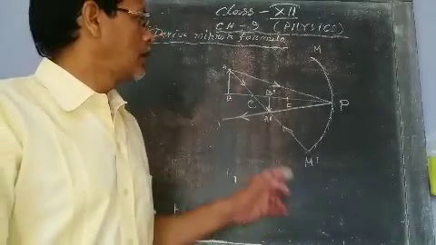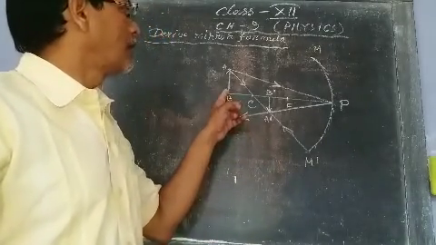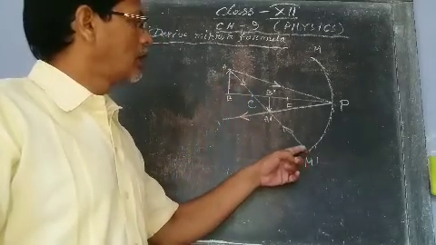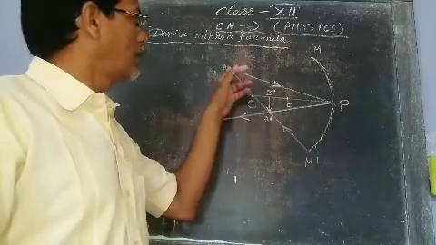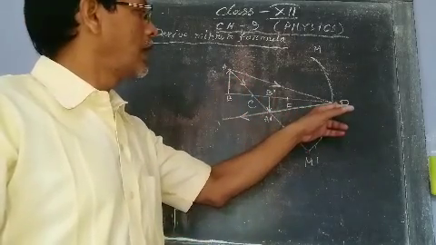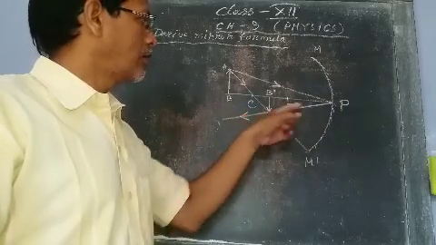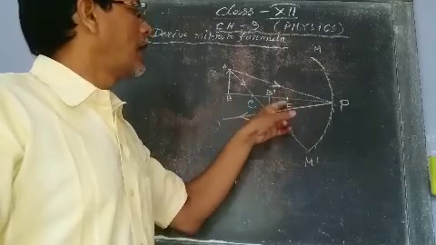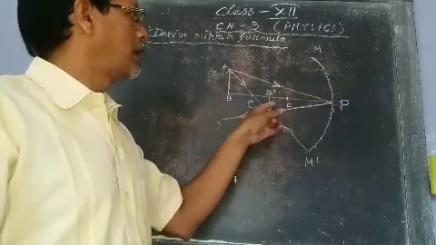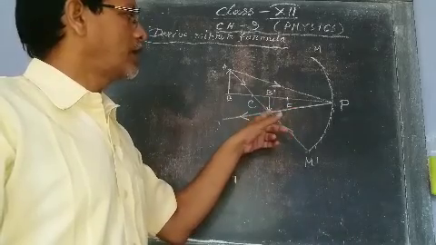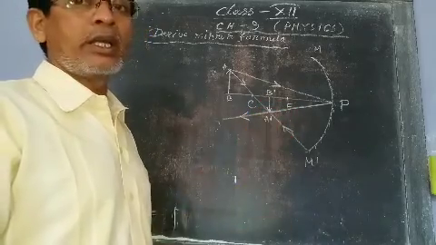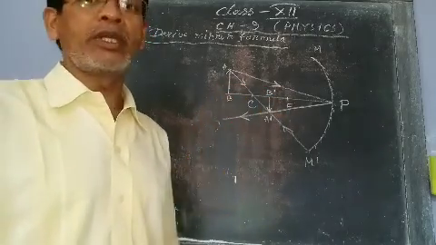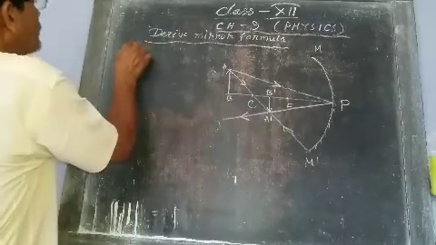What I have told: one ray passes through C and returns back. Another ray falls on P, and after reflection it makes the same angle and returns back. These two reflected rays meet at this point, and here we get the image A dash B dash. AB is the object, A dash B dash is the image. This is concave mirror.